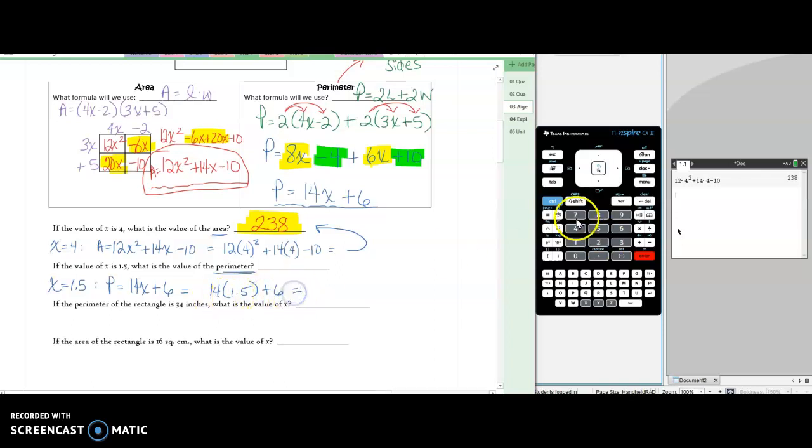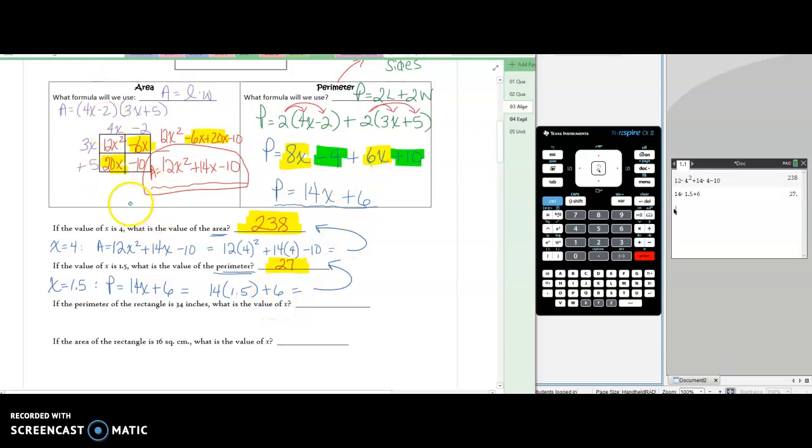Well, I have this calculator over here. I'm going to use it. 14 times 1.5 plus 6. Man, this makes life easy, doesn't it? That's 27. Let's take that and put it in our answer here. 27.